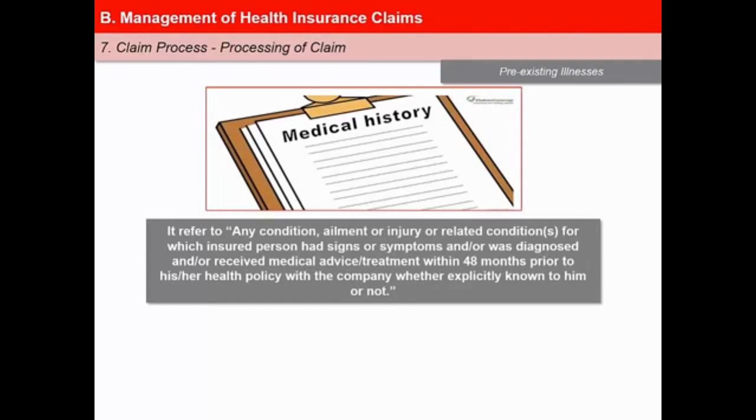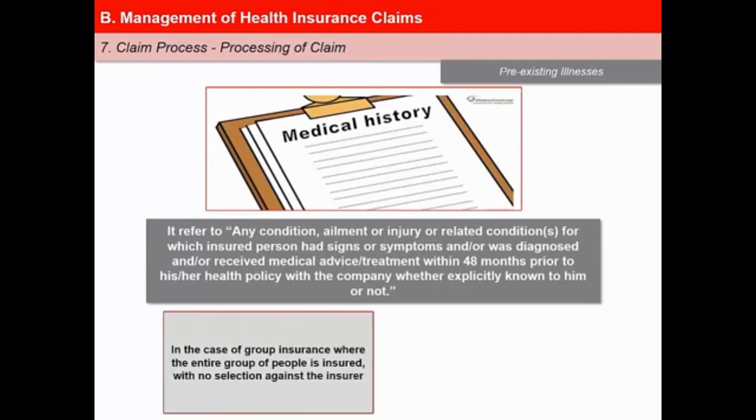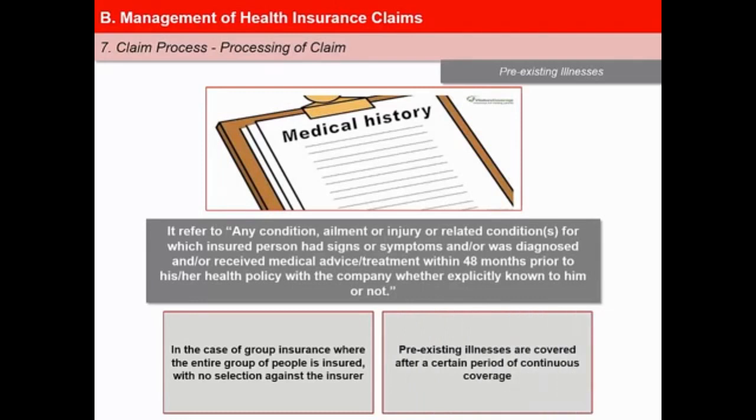In the evolution of health insurance, we come across two modifications to this exclusion. The first is in the case of group insurance, where the entire group of people is insured, with no selection against the insurer. The second modification is that pre-existing illnesses are covered after a certain period of continuous coverage.